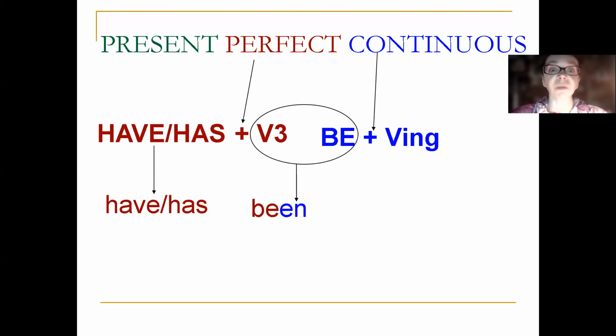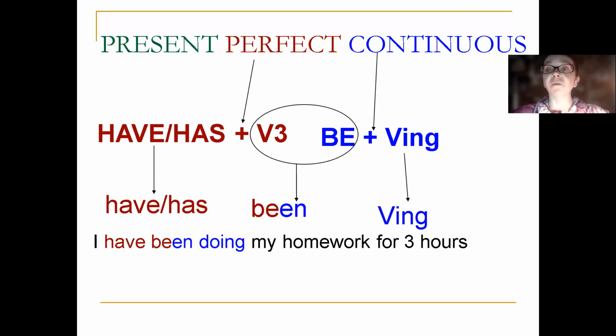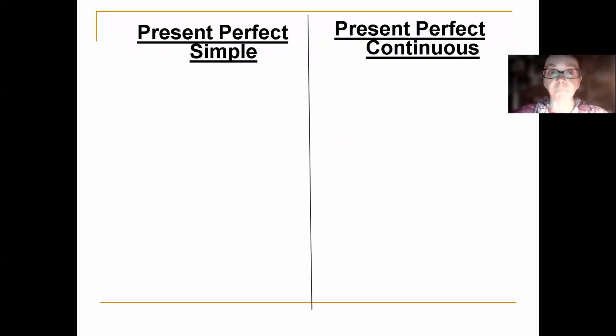So we have have or has, been, plus the -ing form. Like, I have been doing my homework for 5 hours and I feel very tired. My eyes are sore because I have been using the computer for over 2 hours, or something like this.